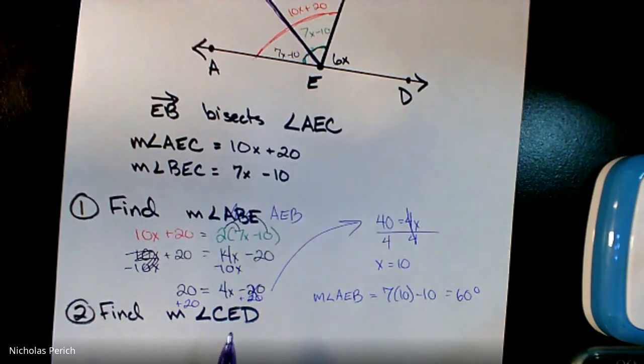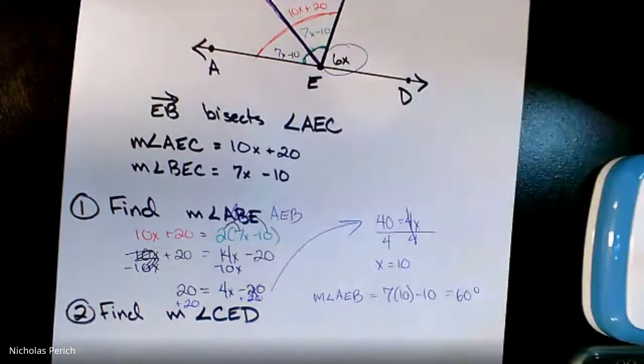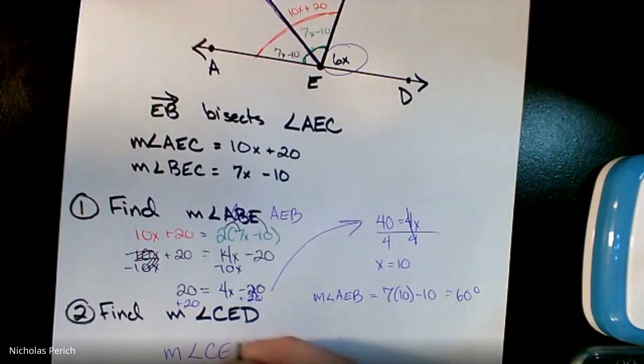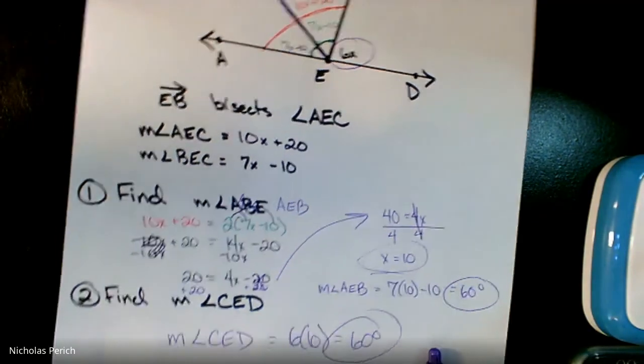The next problem asks me to find the measure of angle CED, and the measure of angle CED is already given to me. It's 6x. So the measure of angle CED is 6 times x, and I know x is 10. So 6 times 10 is 60, and I'm done.